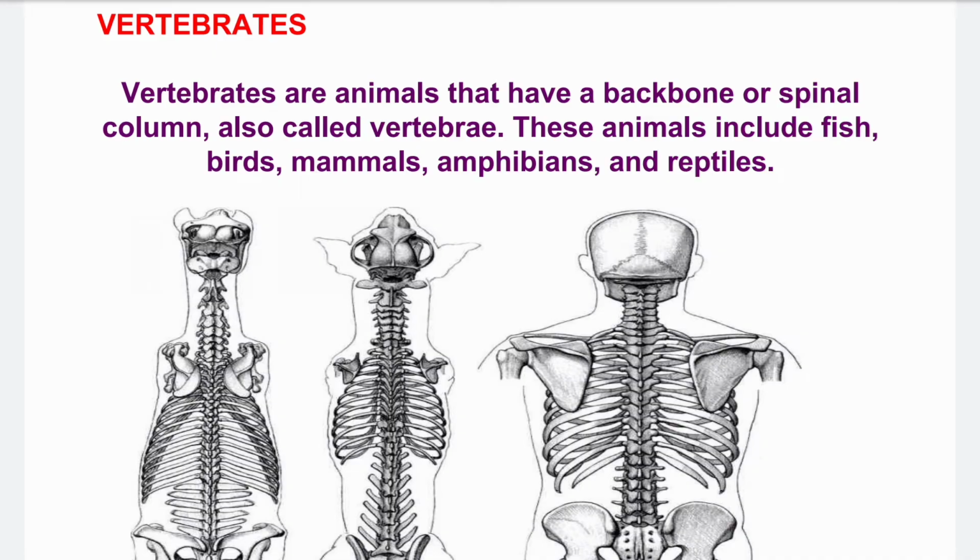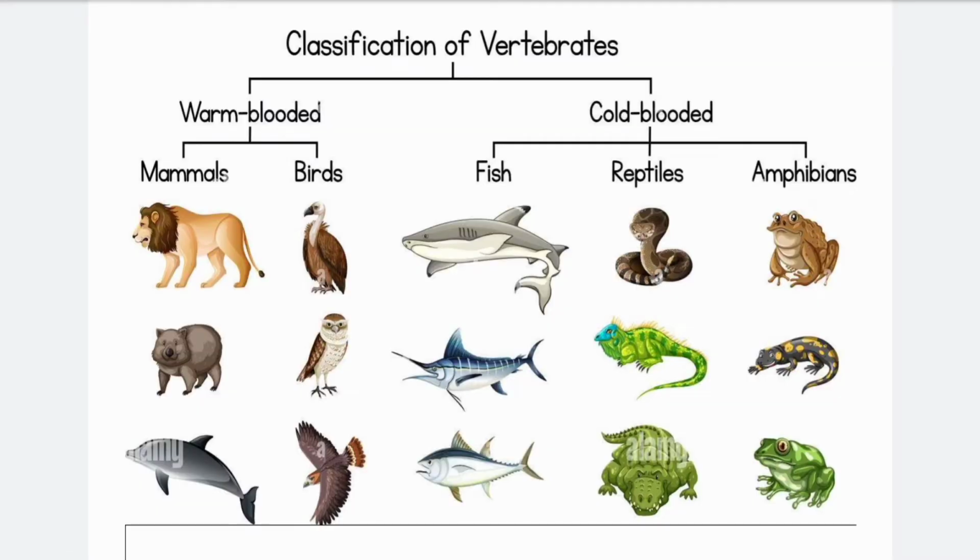Vertebrates. Vertebrates are animals that have a backbone or spinal column, also called vertebrae. These animals include fish, birds, mammals, amphibians, and reptiles. Vertebrates are further classified under warm-blooded animals and cold-blooded animals.